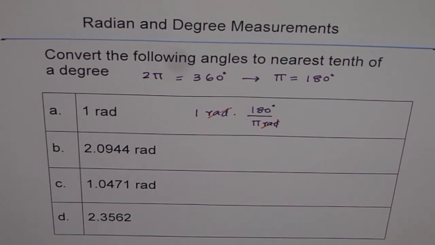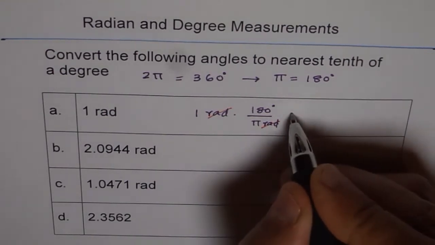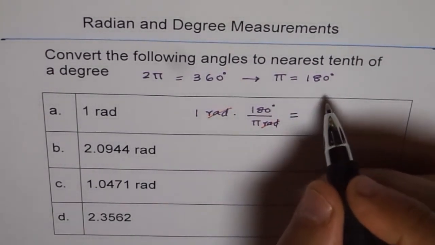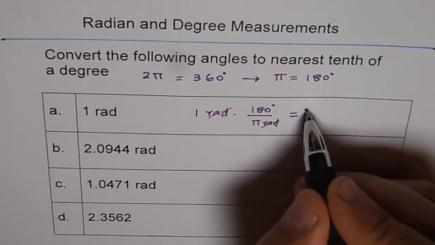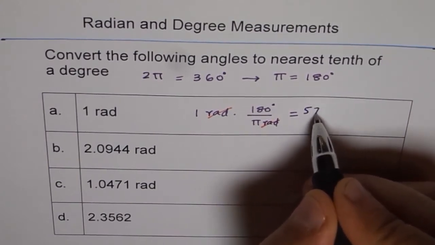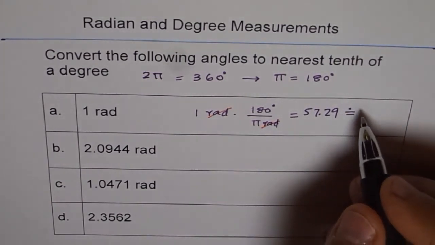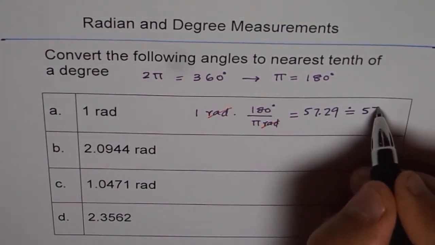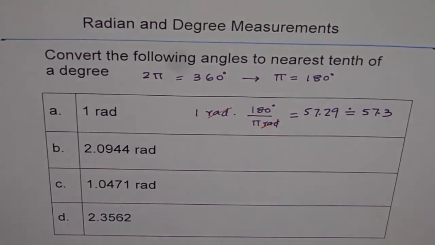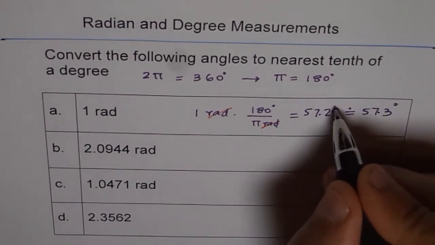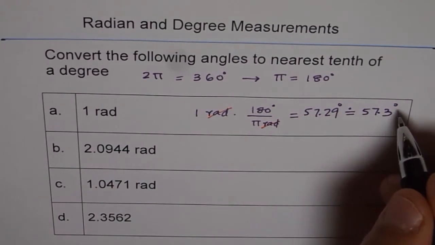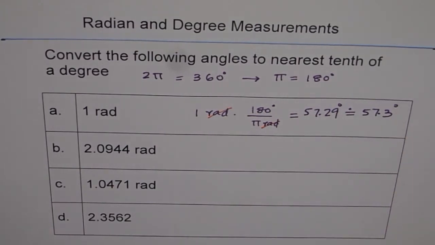Now you can use your calculator and then write down the answer, which is 180 divided by pi, 57.29. So I'm just writing 2 decimal places now and then round it to the 10th. So we get 57.29, which will be rounded to 57.3. So remember, 1 radian is 57.3 degrees, you know, that is what it is.